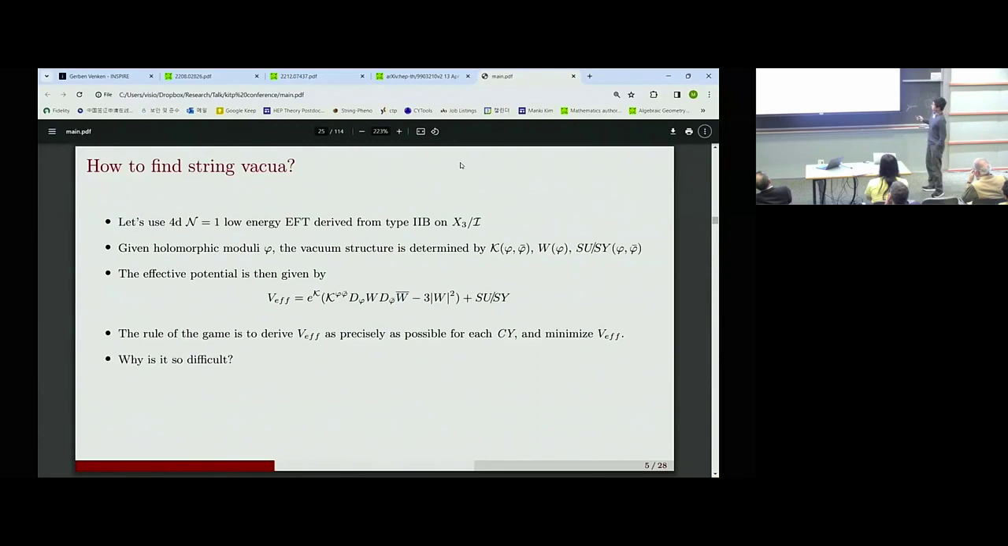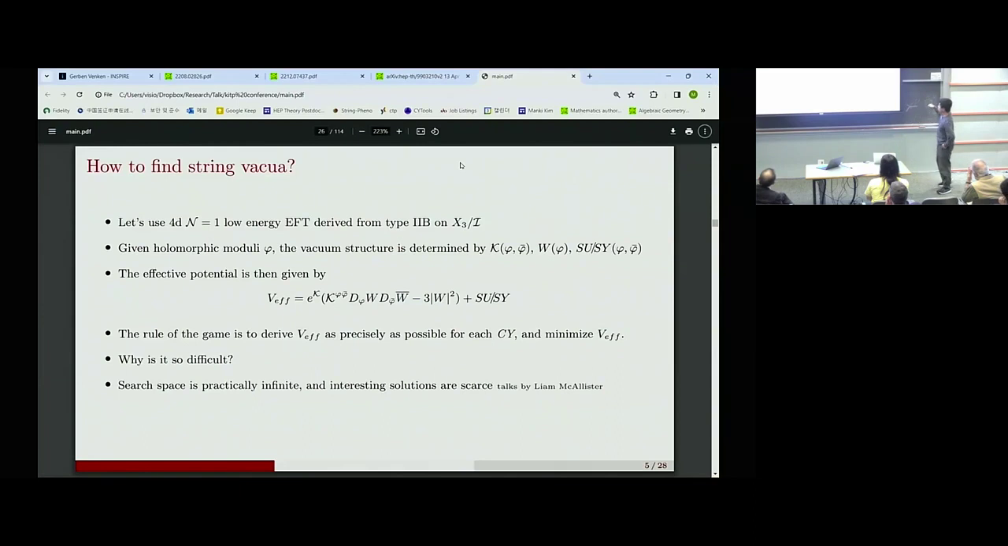Why is it? There are 2 good reasons. One reason is that the search space that you need to scan through is just too humongous. There are infinitely many choices you can make, practically infinitely many Calabi-Yaus, infinitely many fluxes. And it is really difficult to know a priori which is going to be an interesting choice.